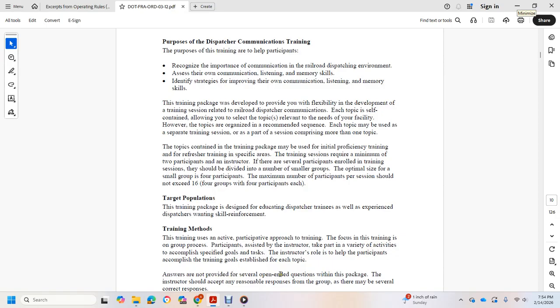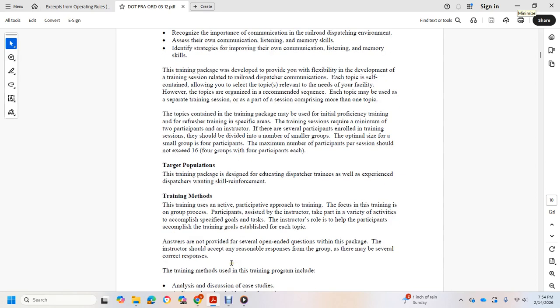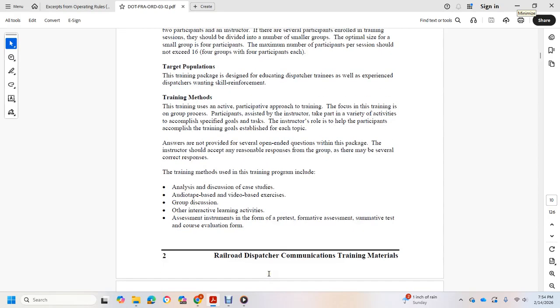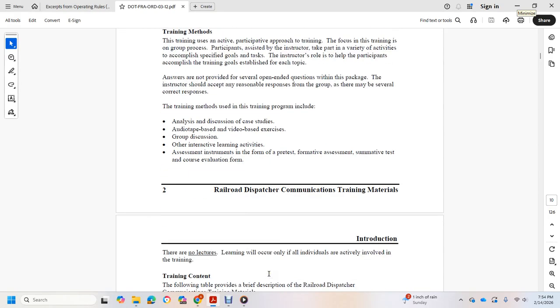Answers are not provided for the several open-ended questions within this package. The instructor should accept reasonable responses from the group, as there may be several correct responses. Training methods used for the training program include analysis, discussion of case studies, audio tape-based and video-based exercises, group discussion, other interactive learning activities, and assessment instruments for pre-test, formative assessment, summative tests, and a course evaluation form. There are no lectures. Learning will occur only if individuals are actively involved in the training.